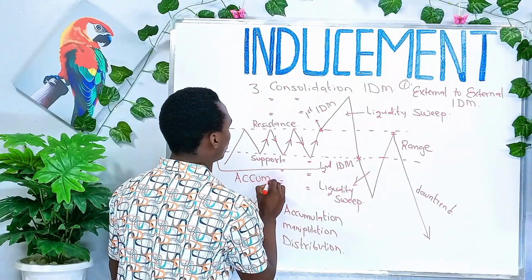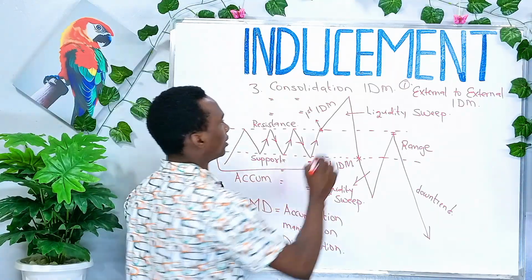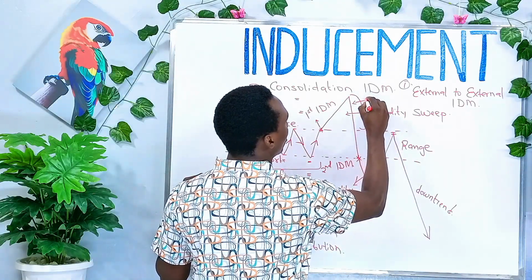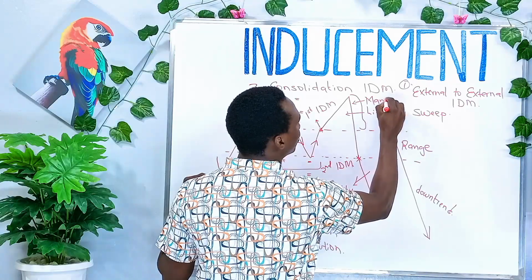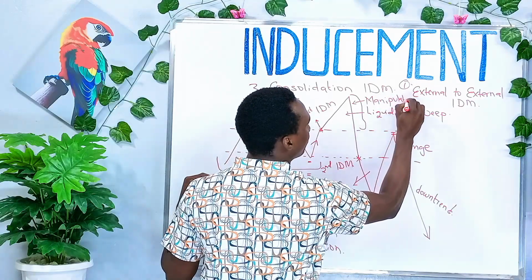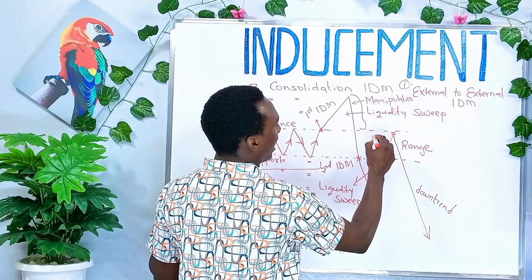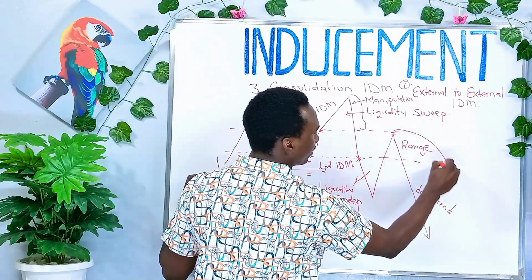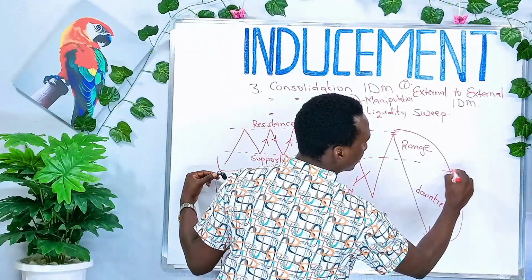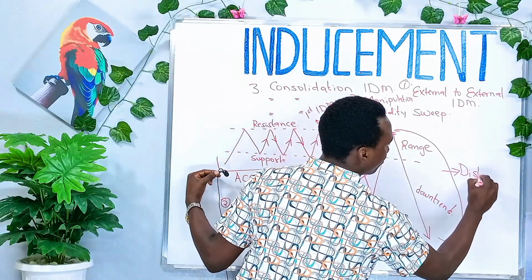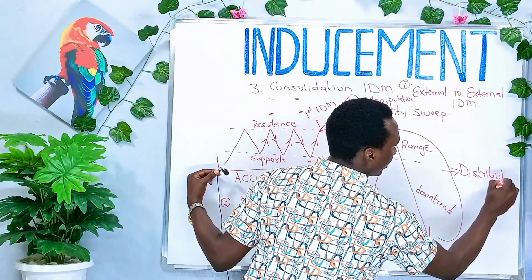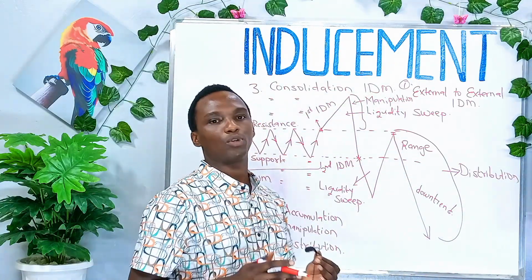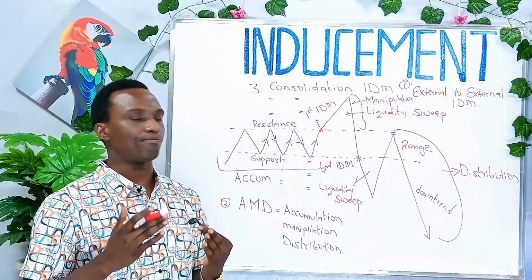the accumulation zone. Okay, good. This from this level to this level, this is what we call the manipulation. This is where the manipulation happens. Okay, and from this zone to this zone, this is what we call the distribution. Okay, so this is the power of three, the power of accumulation, manipulation, and then distribution.